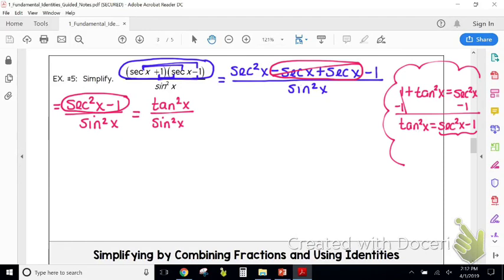Well, I'm not done yet. What else can I do? Well, what do we know about tangent squared? Tangent squared is like water: sin over cos. It's sine squared over cosine squared. And then we still have over the sine squared.